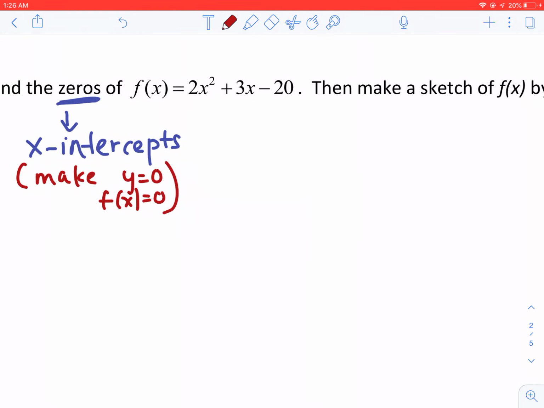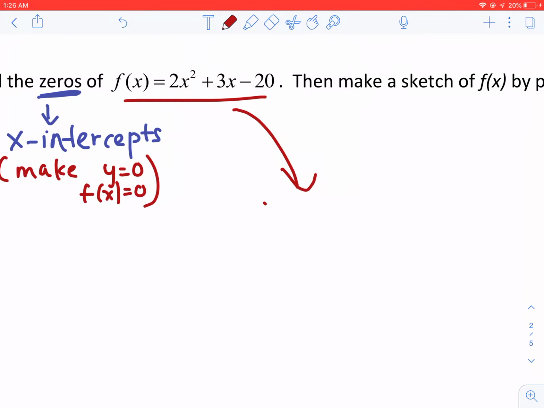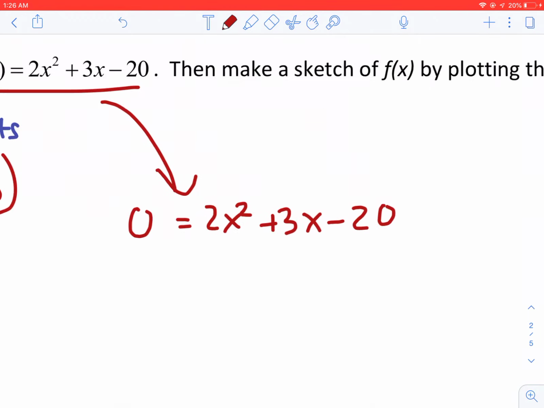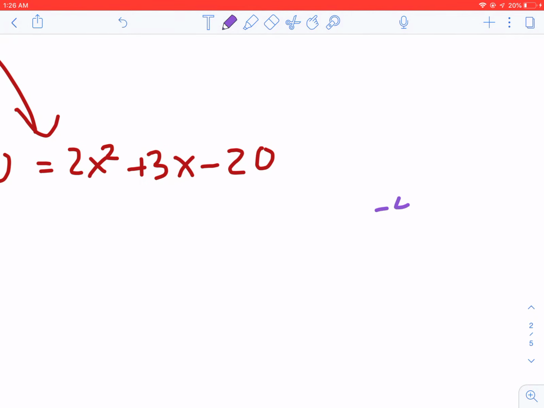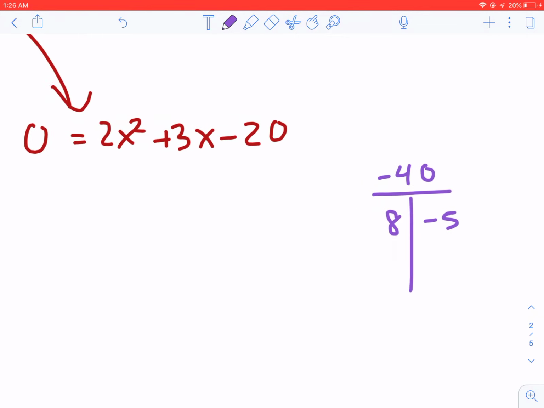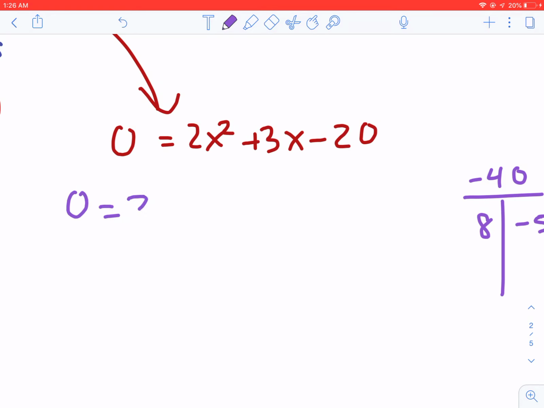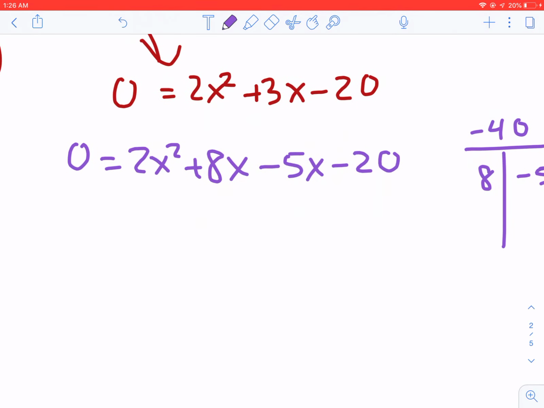Right, so I'm going to do that here. Making f of x 0, we get 0 equals 2x squared plus 3x minus 20. Alright, this is one of those problems where we need the AC method because I can't factor out this 2. So 2 times negative 20 is negative 40. What multiplies to negative 40 and adds to positive 3? That's going to be 8 and negative 5. So we get 2x squared plus 8x minus 5x minus 20.